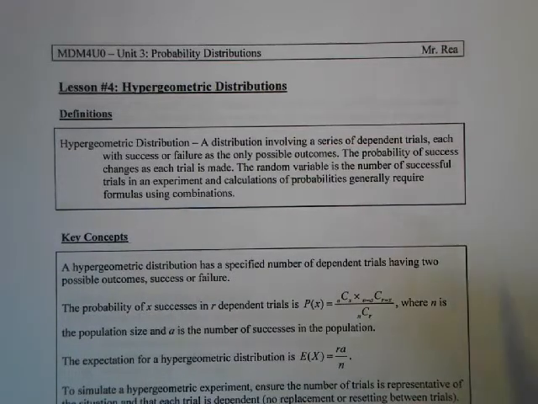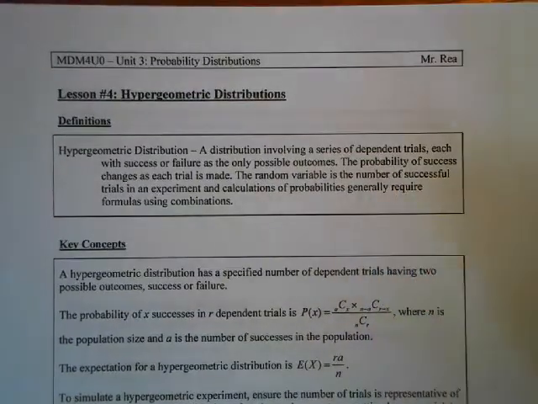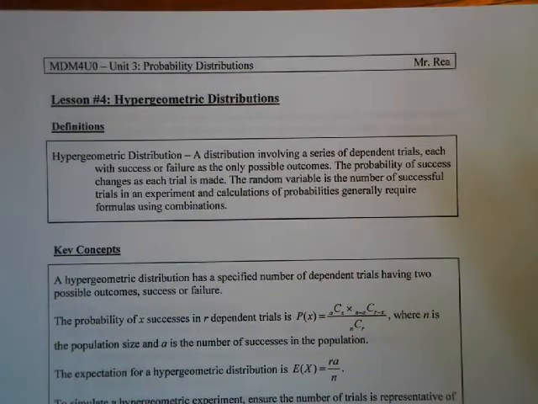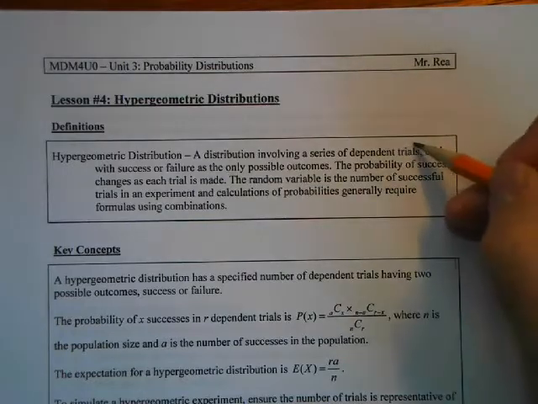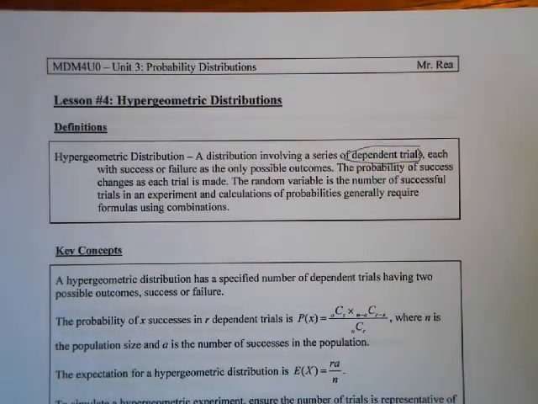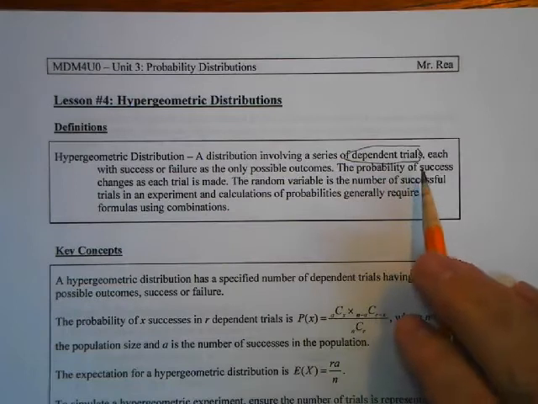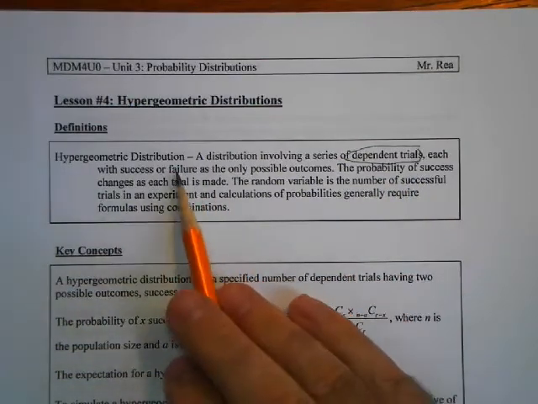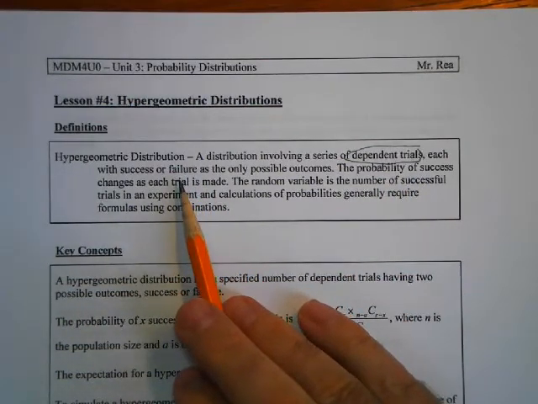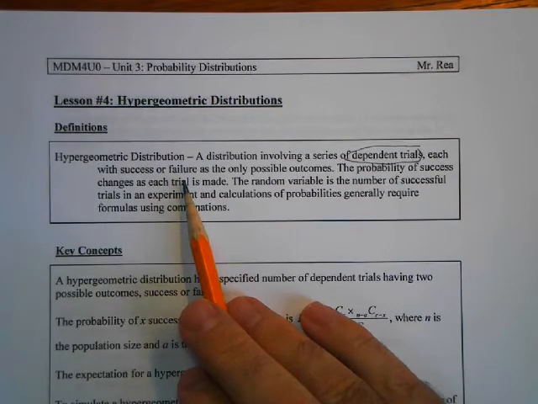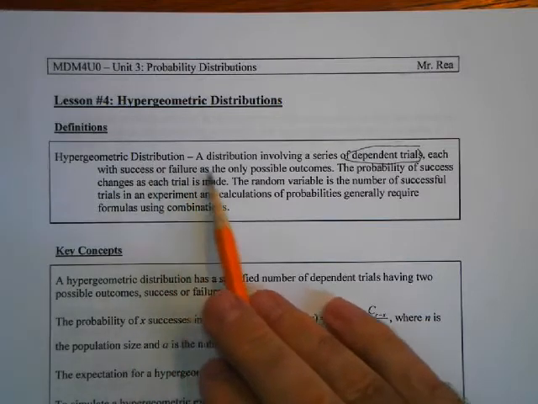So I'm going to start off with the definition, which will hopefully get us going in the right direction. Hypergeometric distribution is a distribution involving a series of dependent trials, each with success or failure as the only possible outcomes. So if we stop there, there's two parts to this. The second part, success or failure as the only possible outcome, sounds a lot like binomial distribution, and it is in that aspect.